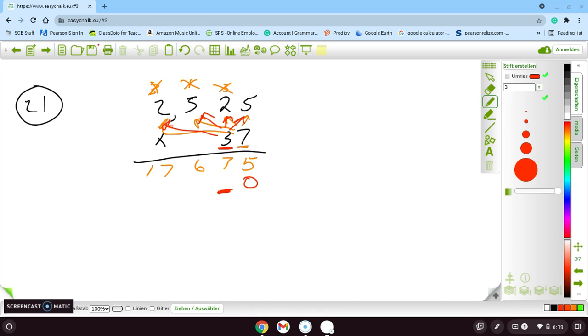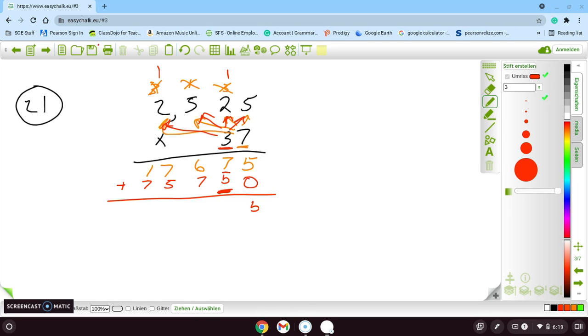So 3 times 5 is 15. I'm going to regroup my 1. 3 times 2 is 6, plus 1 is 7. 3 times 5 is 15. Regroup my 1. 3 times 2 is 6, plus 1 is 7. So this is my second partial product. And now I just add.